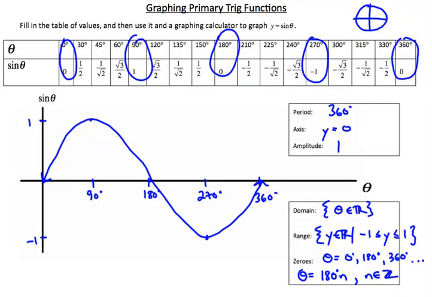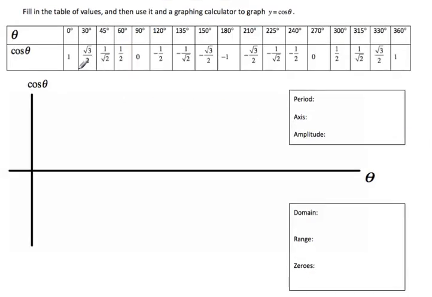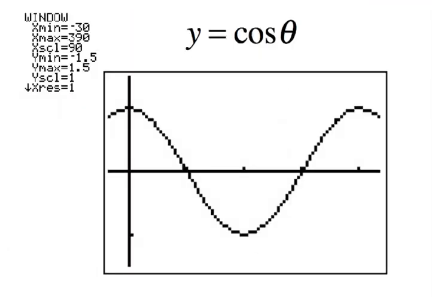For cosine, we can see that the values start at 1, come down to 0, go negative, and then come back up. They're actually in the same order, they've just started at a different place, and you can compare your values to see how that's happening. If we graph this on a graphing calculator, you get a picture that looks like this.